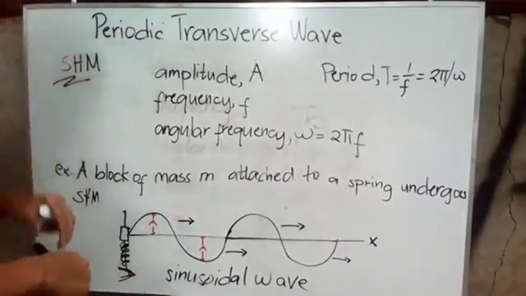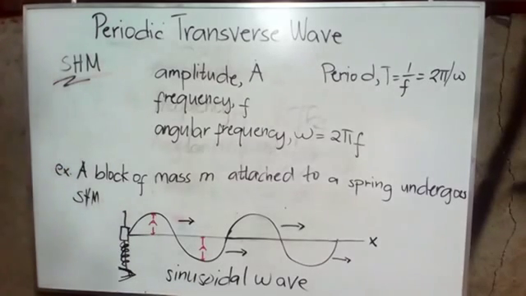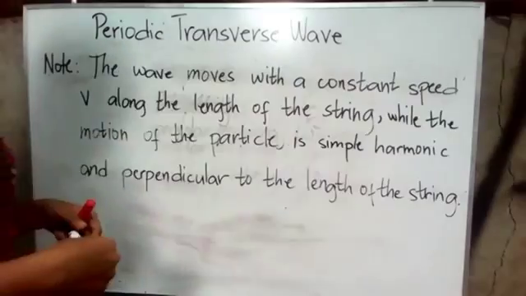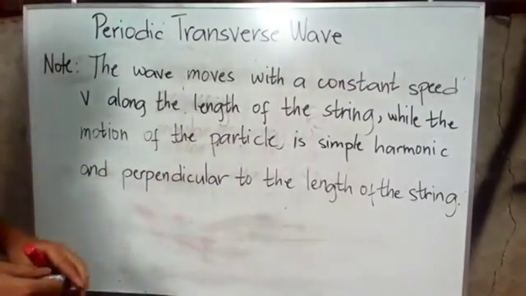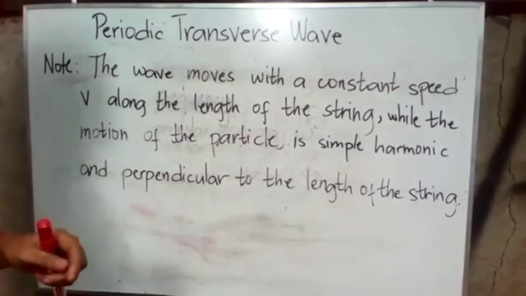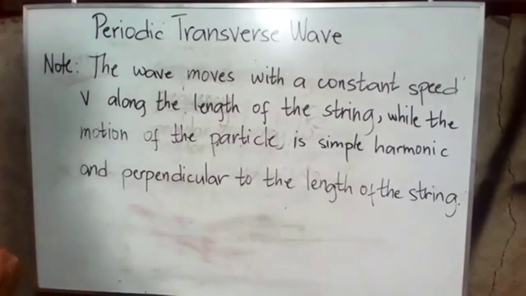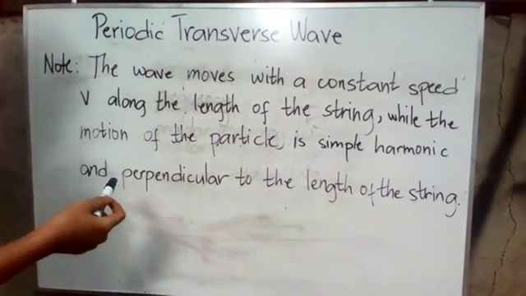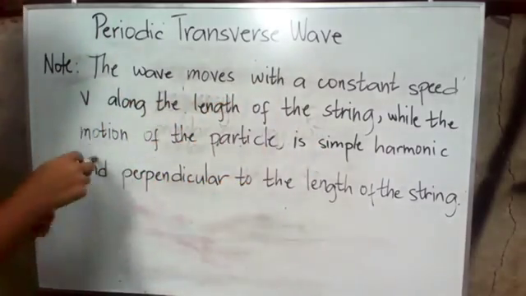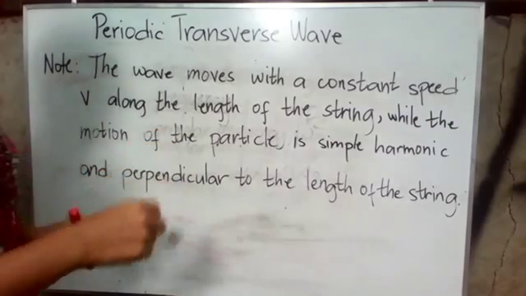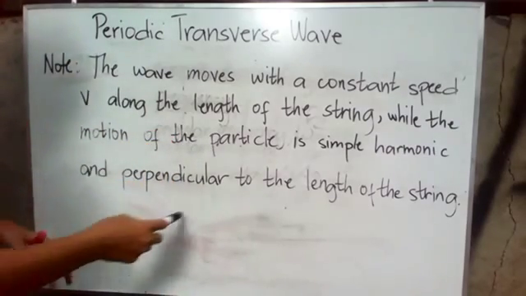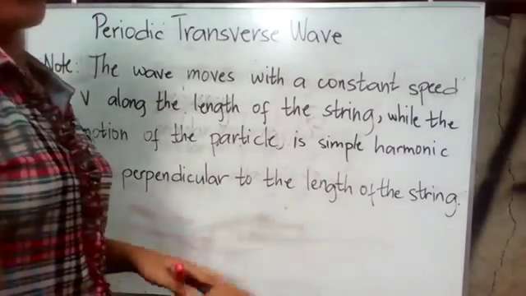We can also say that any periodic wave is the combination of sinusoidal waves. Now we have to be very careful to distinguish between the motion of the transverse wave and the particles of the string. We have to bear in mind that the wave moves with a constant speed v along the length of the string, while the motion of the particle is simple harmonic and perpendicular to the length of the string.